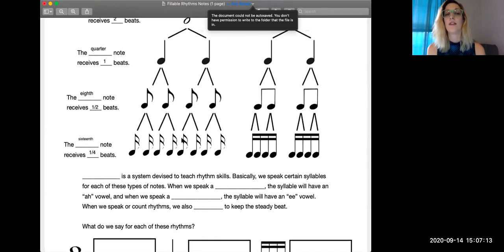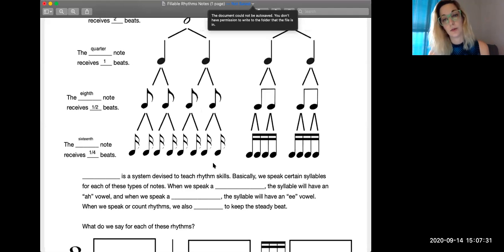Just like I said, the 16th notes on the left side look, again, almost exactly the same as the eighth note. The only difference is that those 16th notes have two flags instead of one. So that's what's going to separate those individual 16th notes from those individual eighth notes.